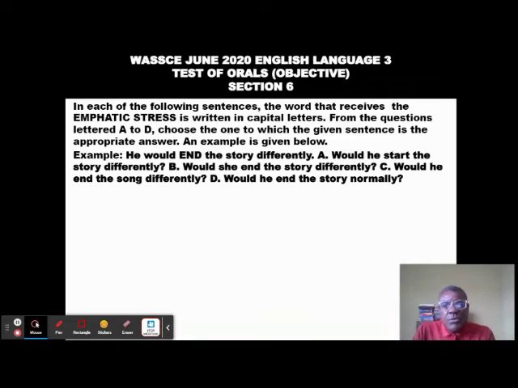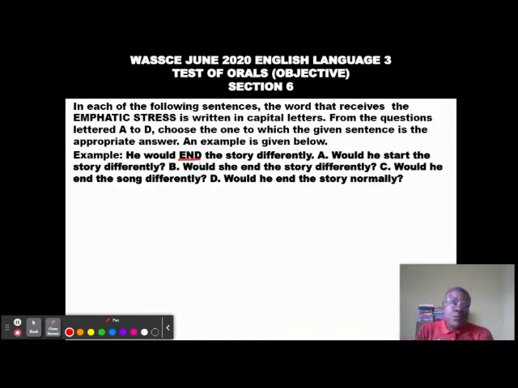Example, he would end the story differently. Now you can see that the emphatic stress is on end. Okay, so this is how emphatic stress works. There is a contrasting idea. You know, this word end is meant to contrast a different idea.